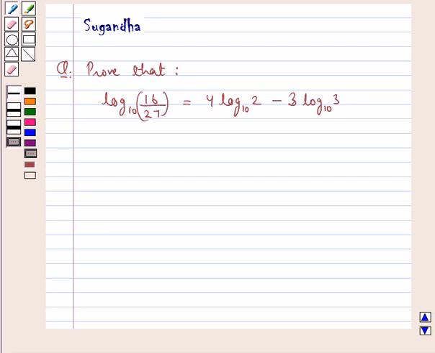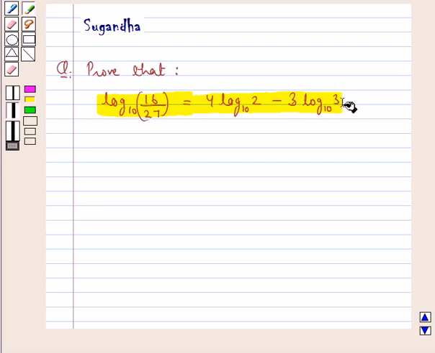In this session we discuss the following question, which says prove that log of 16 upon 27 to the base 10 is equal to 4 into log 2 to the base 10 minus 3 into log 3 to the base 10. Before moving on to the solution, let's discuss some laws of logarithm to be used in this question.